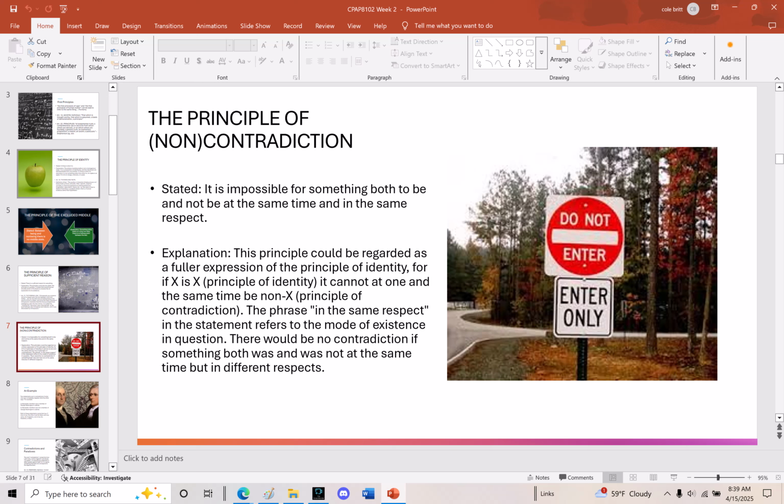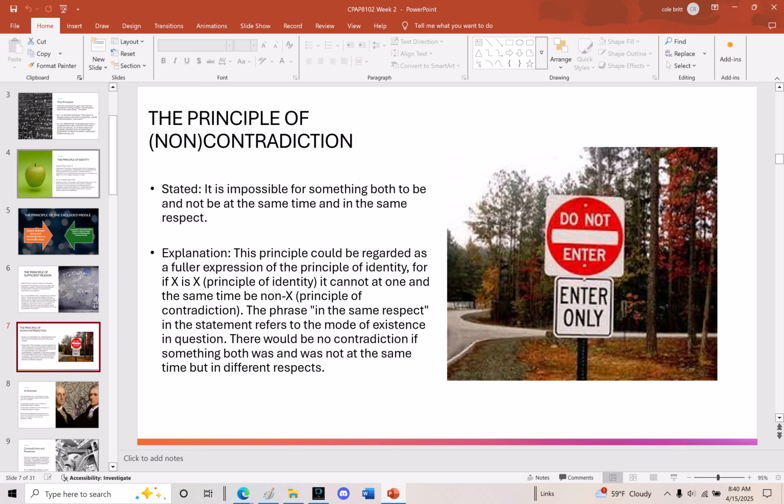What am I supposed to do in this scenario? I'm just going to turn around, do a three-point turn, and go a different direction. There's nothing to do here. There's no way to make this work. That's the principle of non-contradiction, okay? Or a violation of it.